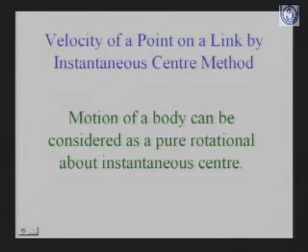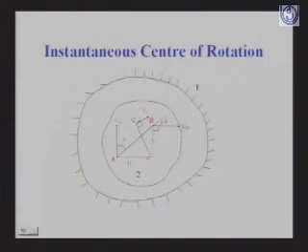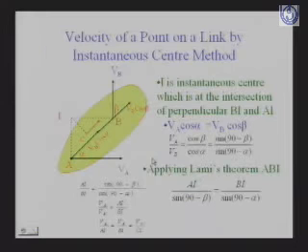Now we see that this is body 1, this is body 2, and this is a link which is in motion. Now this point has velocity in this direction, this point has velocity in this direction, but if we take this point, then we can say that this link is in pure rotational motion about this point. So this point is known as the instantaneous center.